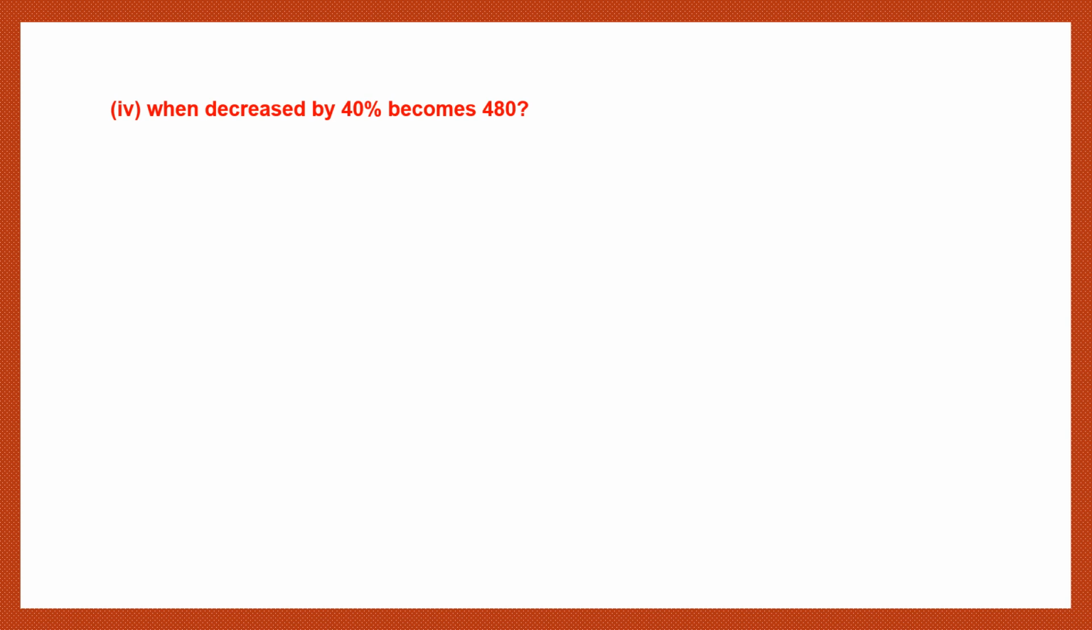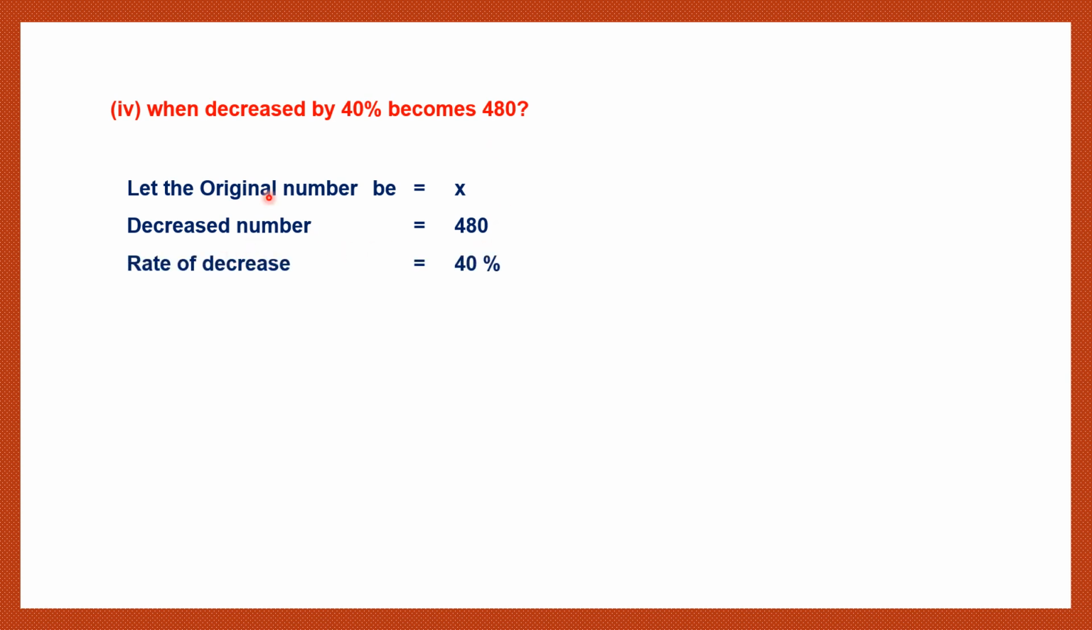Question 4. What number when decreased by 40% becomes 480? So again we have to find the original number. Let the original number be x. The decreased number is given to us, 480. The rate of decrease is given to us, 40%.